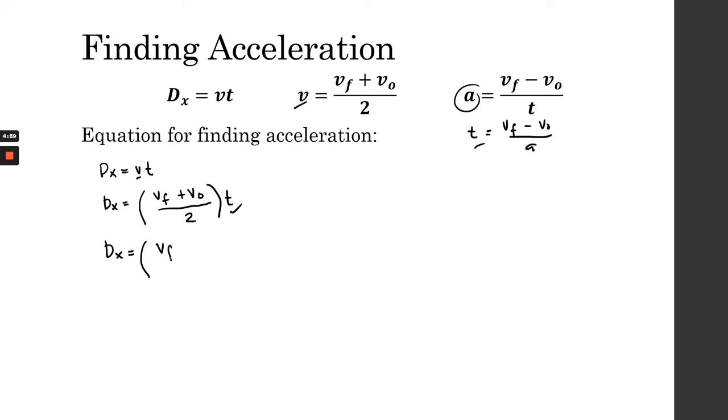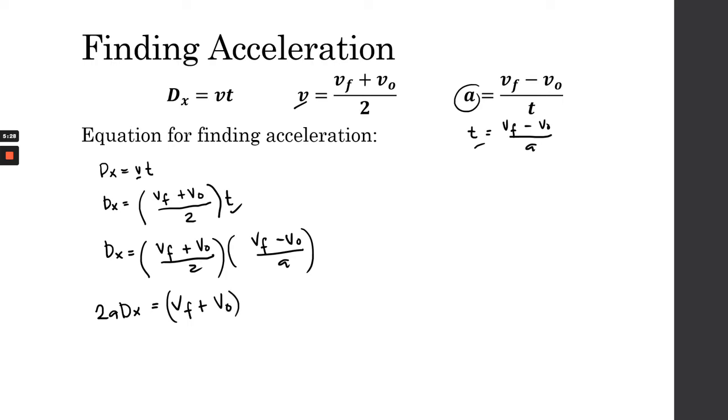We'll get that the final velocity plus the initial velocity divided by 2, multiplied by the final velocity minus the initial velocity divided by acceleration. And we'll get that 2a multiplied by displacement is equal to the final velocity plus the initial velocity multiplied by vf minus the initial velocity.